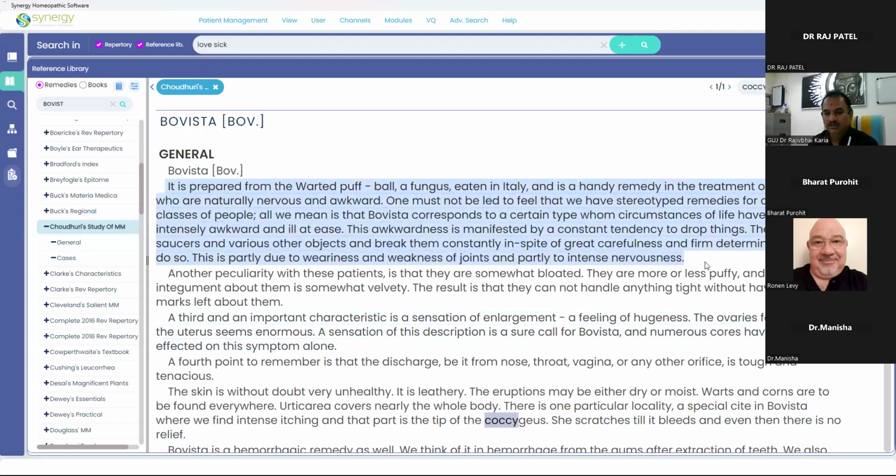ये पढ़ो बहुत important है. It is prepared from watery puff balls of fungus eaten in Italy, and a handy remedy in treatment of old maids who are naturally nervous and awkward.